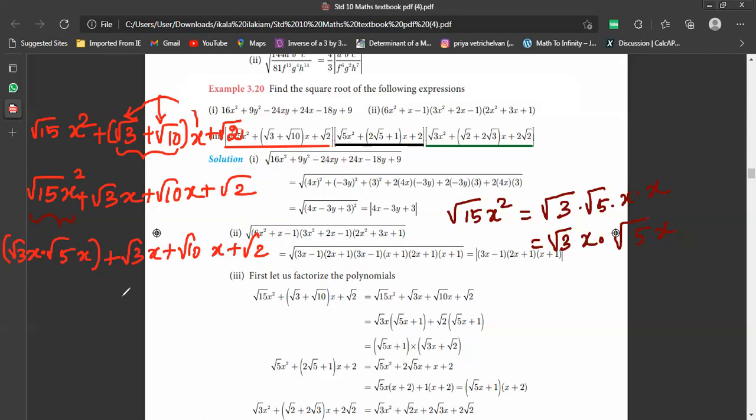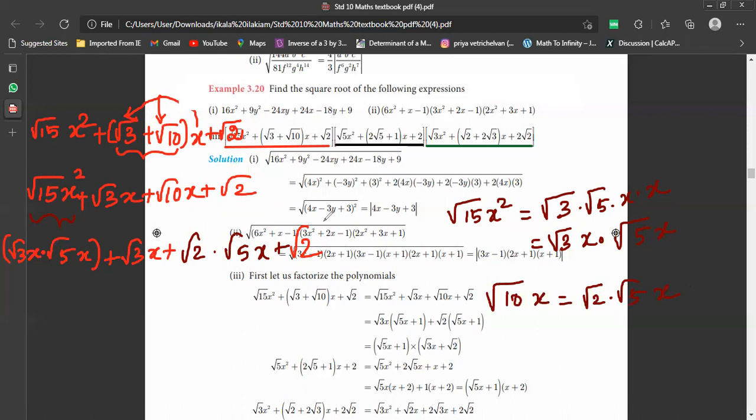Okay. So now, similarly, you have root 10 here. I'm going to express √10x as √2 into √5x. Can we do that? 2 5s are 10. So I'm going to change my √10x into √2 into √5x. I'm writing this root 2 as it is.